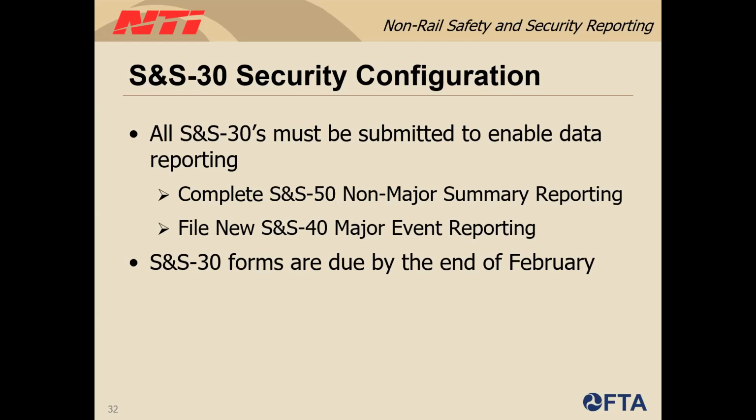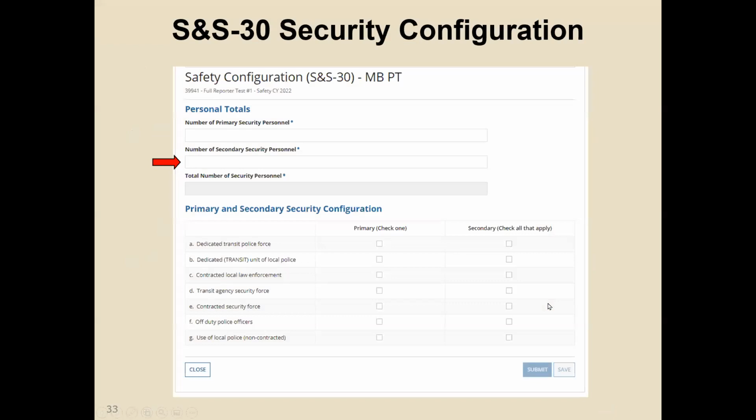All the SNS 30 forms should be completed by the end of February, even if you do not submit SNS 50 reports, such as in the case of our commuter rail and our Alaska Railway reporters. So this is a snapshot of the security configuration form. It has the typical number of security personnel box that we've had on the form for some time. We added in the new number of secondary security personnel to match with our primary and secondary columns. And then the total number of security personnel will automatically tally together the primary and secondary counts to give you the full count of personnel.